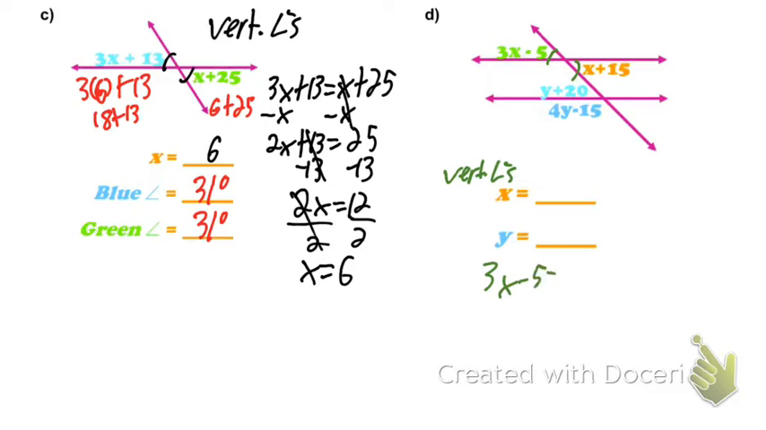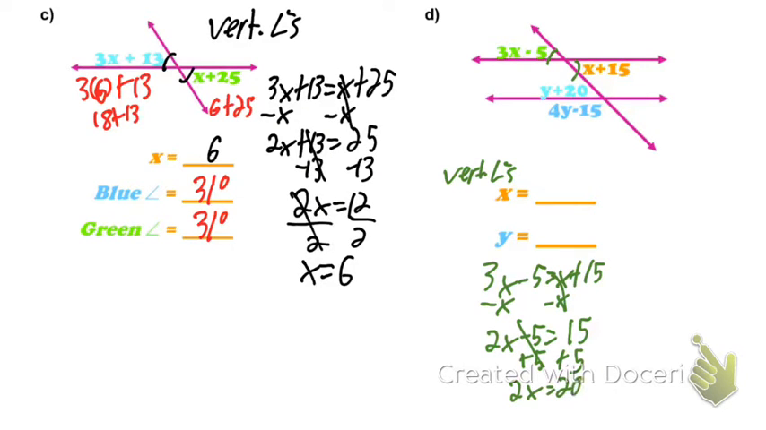Here x minus 5 is equal to x plus 15. We solve by subtracting x. 2x minus 5 equals 15. Add 5. 2x is equal to 20. Divide by 2. x is 10.